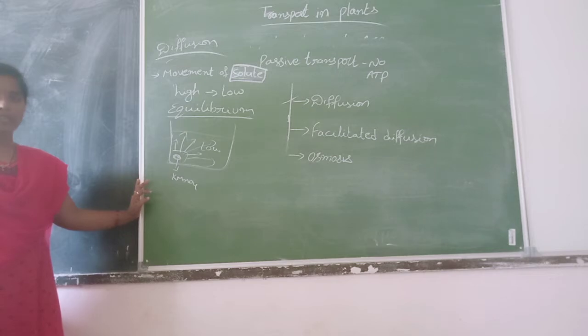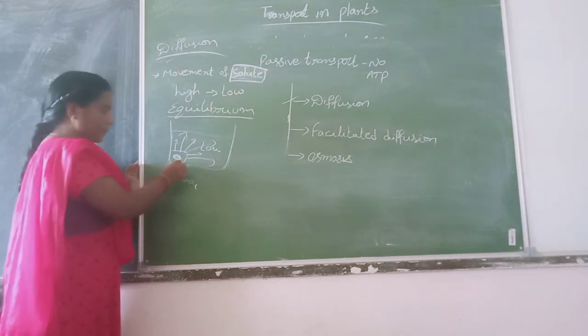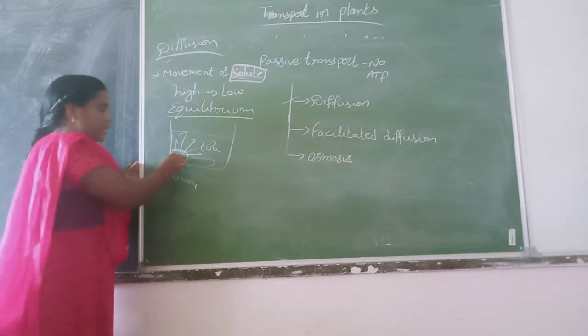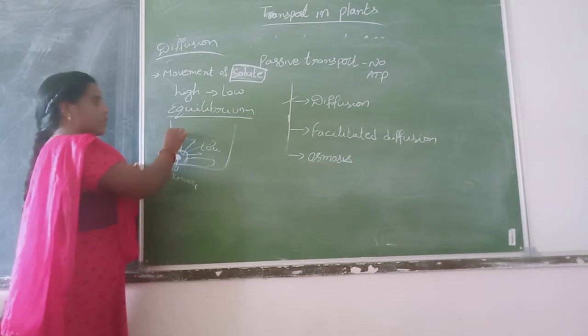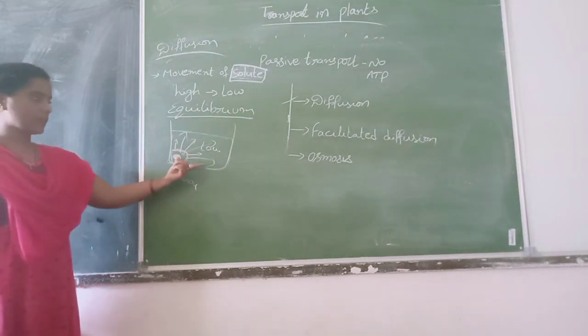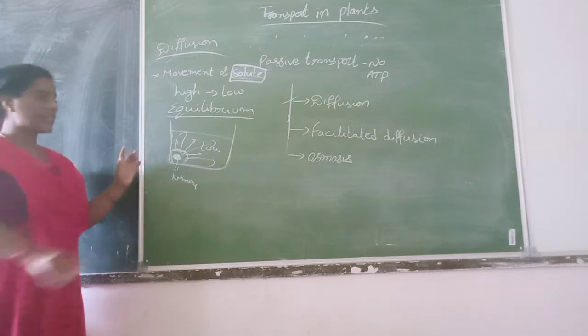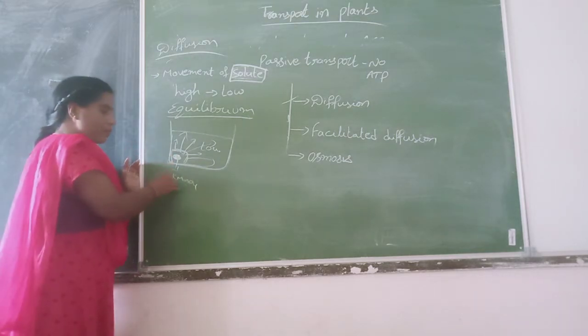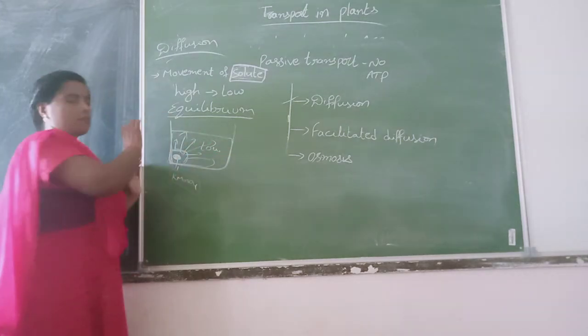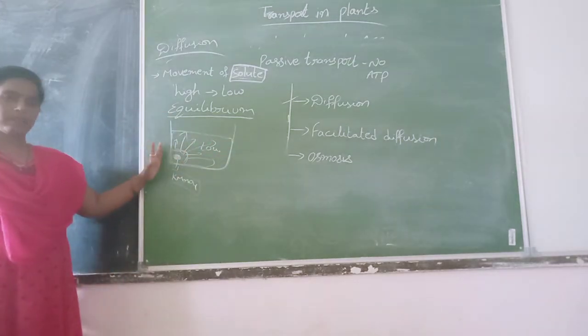What is meant by equilibrium? Evenly, it means at this corner these high amounts of molecules will spread throughout the chamber or throughout the beaker. Then the amount of KMnO4 molecules is the same throughout the glass or this beaker.